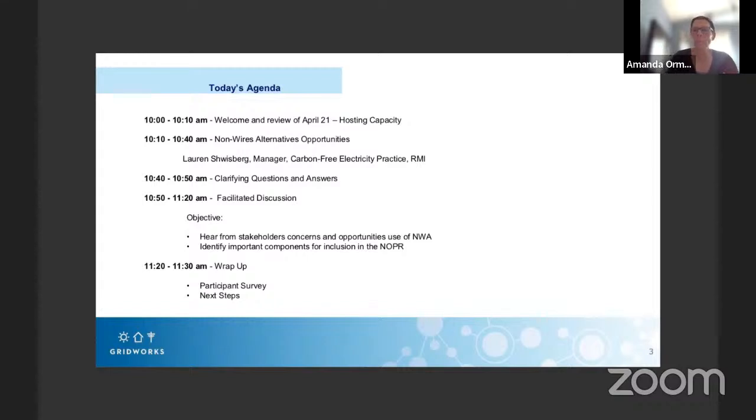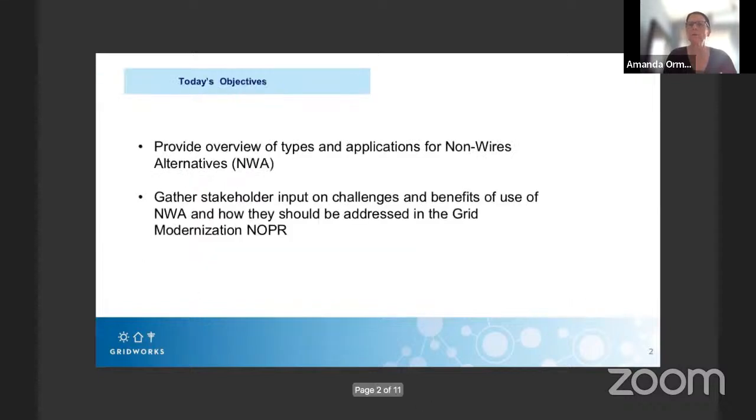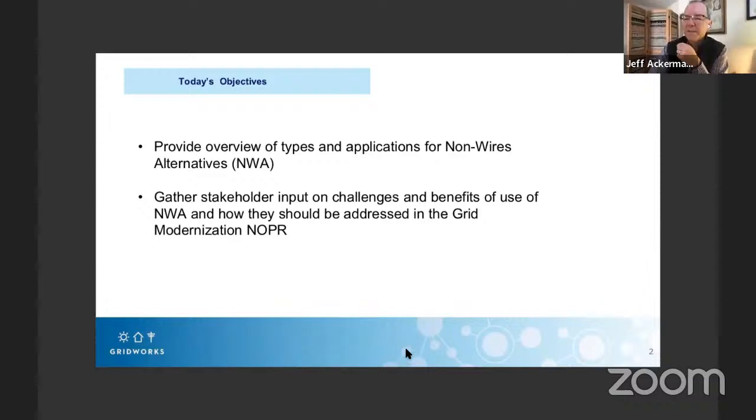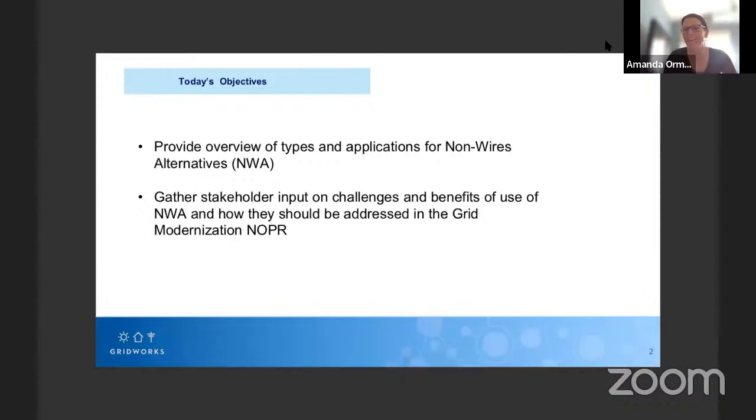So now I want to turn to the presentation today, and we're really lucky to have Lauren Schwitzberg available to us today. And Lauren's on, right, Jeff? Yes, I saw her name there in the participants. Good morning, Lauren. Thanks for joining us. Lauren has a great background. She has an undergrad from Duke and a master's from Stanford in civil and environmental engineering. She was a civilian engineer for the Navy and a fellow for the Clean Energy Leadership Institute in Washington, D.C.